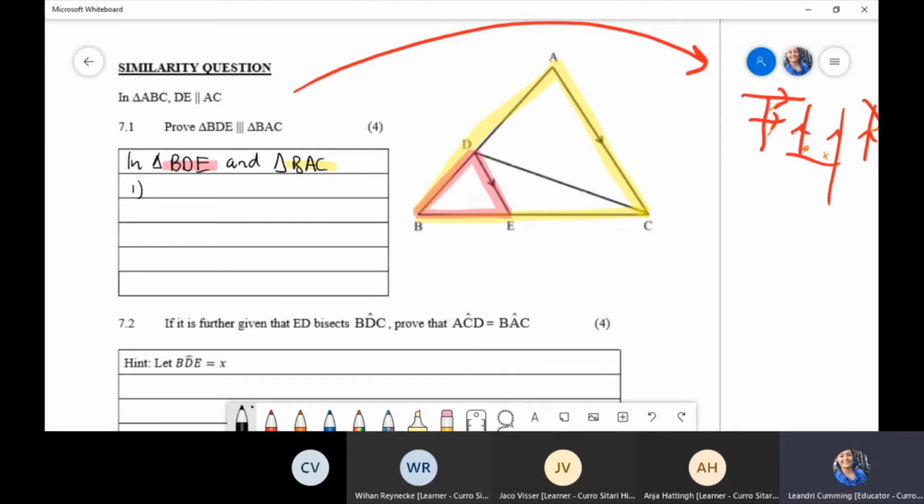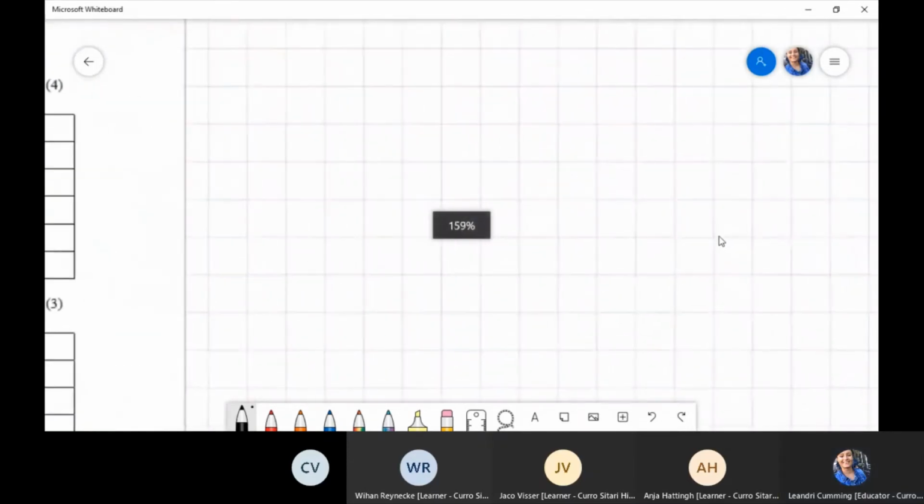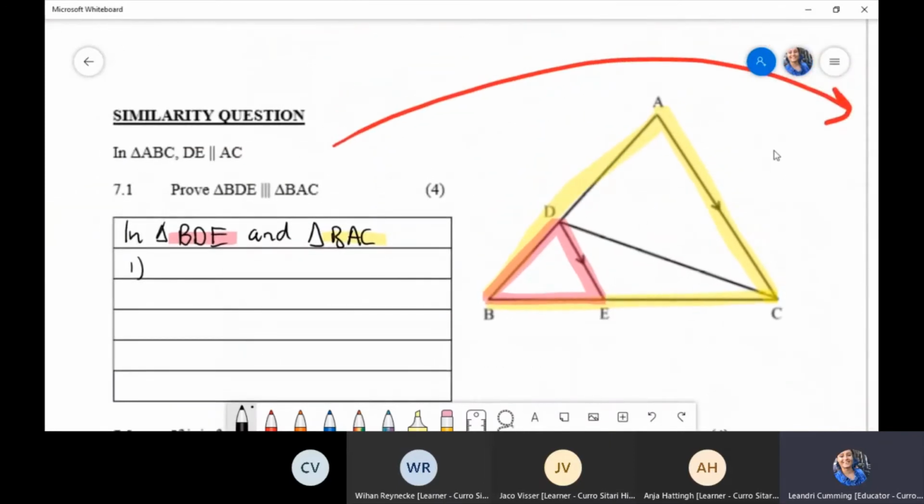Okay, so angle DBE is equal to angle ABC. My reason: common angle. This angle is in common. Right, my second statement.